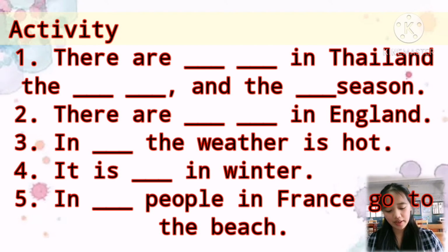Number 2, these are blank blank in England. Number 3, in blank the weather is hot. Number 4, it is blank in winter. Number 5, in blank people in France go to the beach. Okay, so now write your answer on your worksheet.